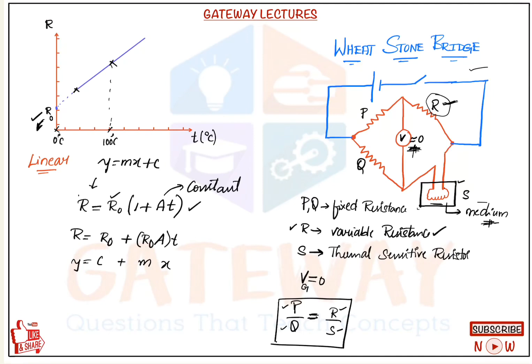Most generally we'll be using platinum wire. Why do we use platinum wire? Because platinum wire has a high degree of accuracy, and it is highly sensitive to temperature change. Since it gives a high degree of accuracy, this platinum resistance thermometer is used for the calibration of other thermometers, right? For the ice point and steam point calibrations of other thermometers, we use this platinum resistance thermometer. That is the purpose we use platinum here.